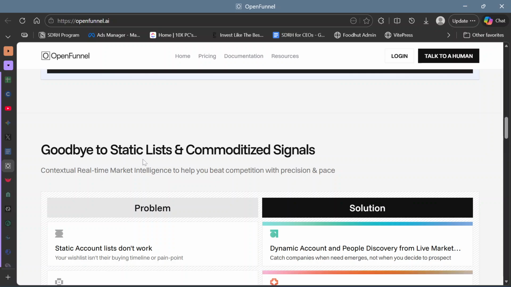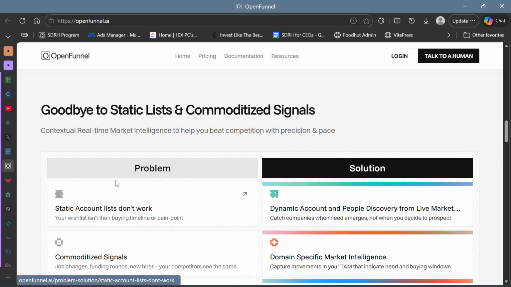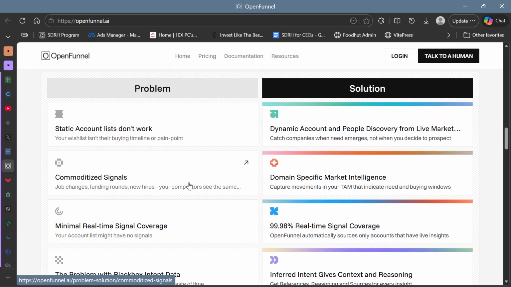And here it says goodbye to static lists and commoditized signals. First, let's look at the problem, right? Contextual real-time market intelligence to help you beat competition with precision and pace. So the problem versus solution. One, static account lists don't work. Your wish list isn't their buying timeline. Dynamic account lists from live markets catch companies when need emerges, not when you decide to prospect. Commoditized signals like job changes, funding rounds, new hires, your competitors have the same. Meanwhile, domain specific market intelligence captures moments in your terms that indicate need and buying windows.